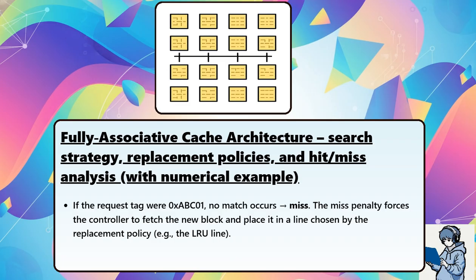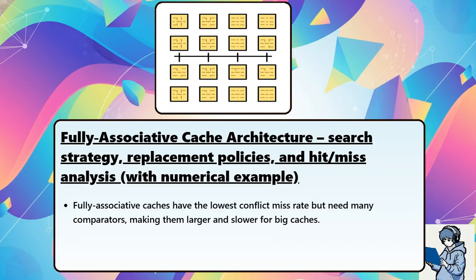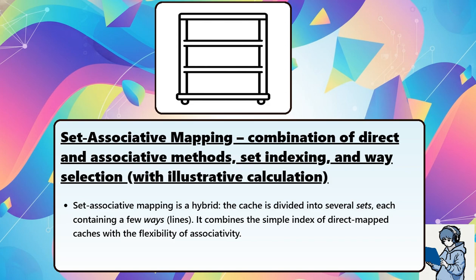If the request tag were 0xabc01, no match occurs, miss. The miss penalty forces the controller to fetch the new block and place it in a line chosen by the replacement policy, for example the LRU line. Fully associative caches have the lowest conflict miss rate but need many comparators, making them larger and slower for big caches. Set associative mapping is a hybrid.